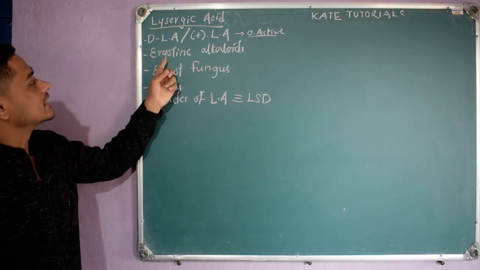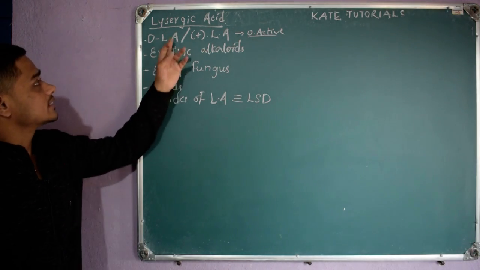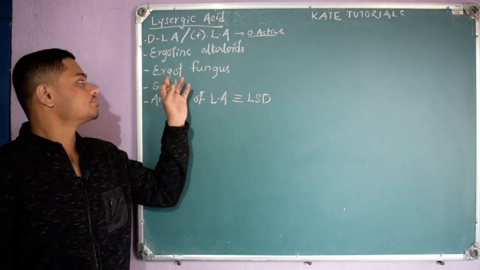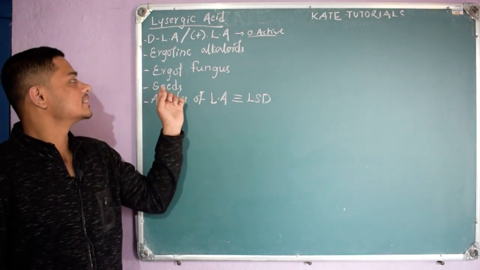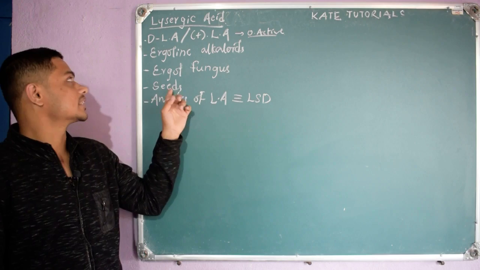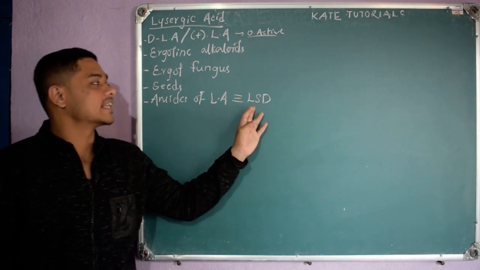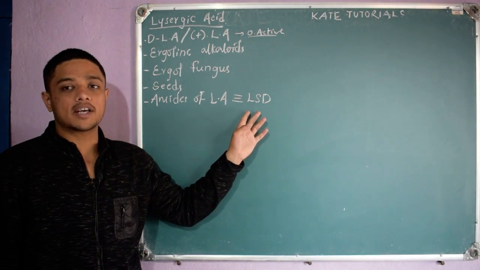This lysergic acid is an ergoline alkaloid, meaning lysergic acid is obtained from ergot fungus. Ergot is a fungus from which we get lysergic acid. It is present in the form of seeds, and within the seeds we extract this lysergic acid. It is famously called LSD. You have heard about the LSD drug, right?